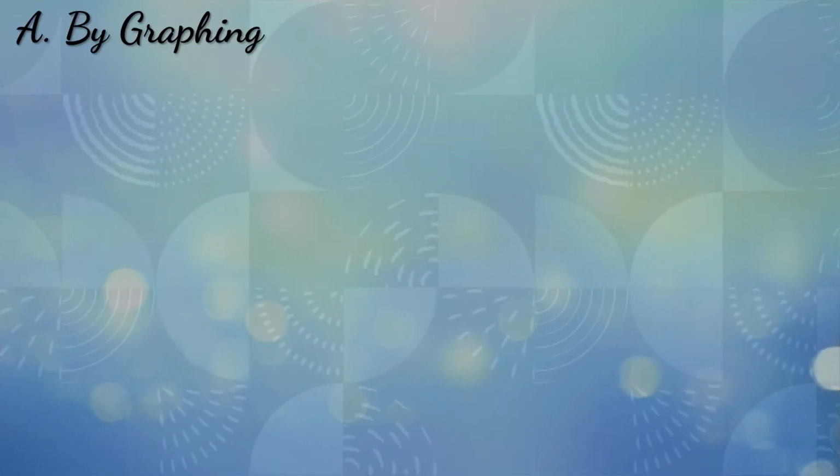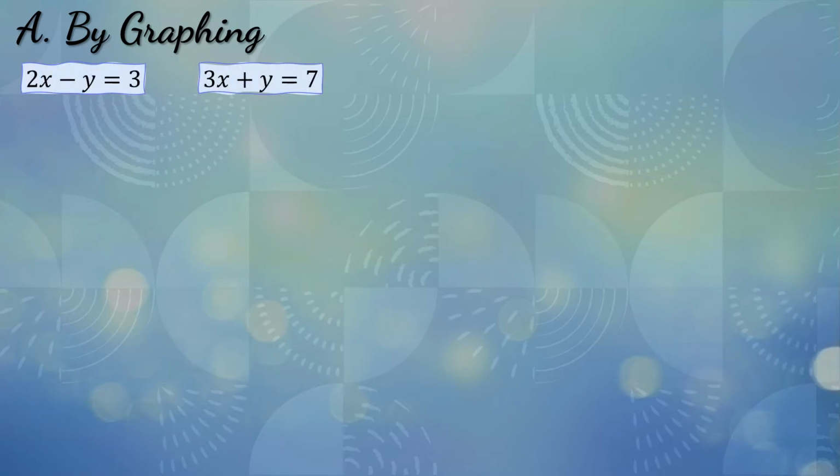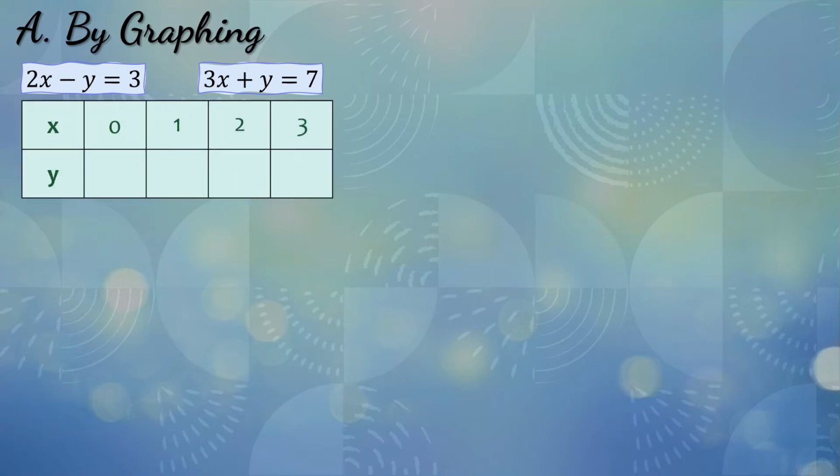First is by graphing. So we have the two given equations, 2x minus y is equal to 3 and 3x plus y is equal to 7. So for us to find the values of x and y here, or the ordered pair, we have to graph the given equations. So for us to graph, let's have the table of values para mahanap natin yung iba-ibang ordered pairs. So ngayon, hanapin muna natin ang table of values for the equation 2x minus y is equal to 3.